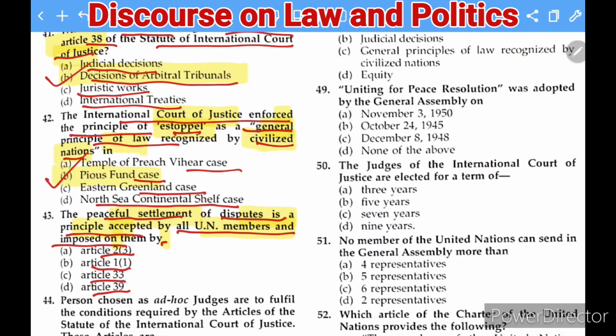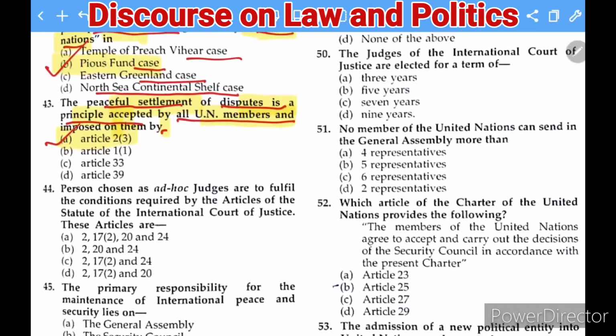So which is the right answer? Give your answer in the comment box. I am waiting for your response here. And the right answer of this question is here, Article 2 Clause 3. So this is the right answer. Okay. So Article 2 Clause 3. Just make it more clear, more precise, so that you should not confuse with other options. So Article 2 Clause 3.